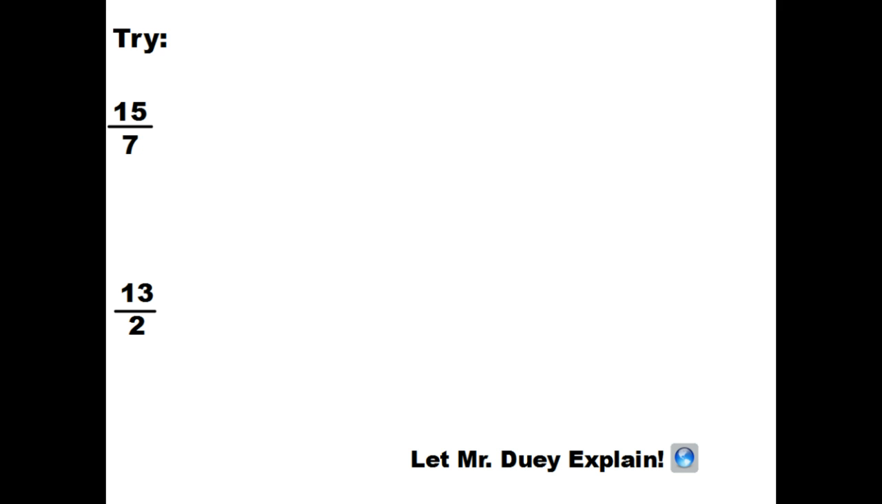Let's try 2 more. I'll let you take a turn first, and then I'll show you what to do. So take 15/7 and turn that into a mixed number. Use your notebook. You've already got 2 examples and the directions there.